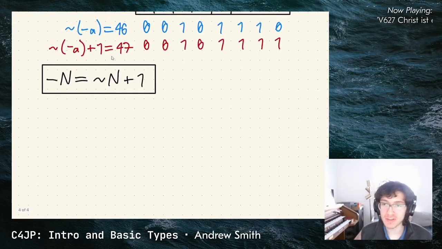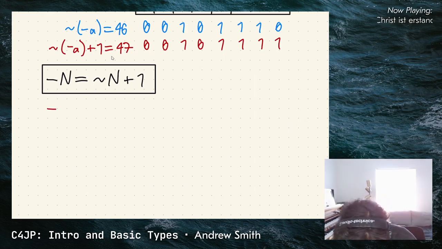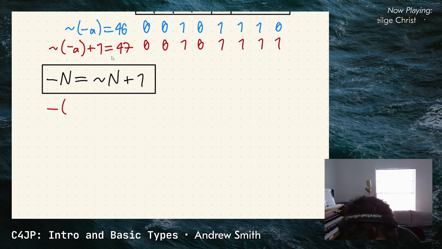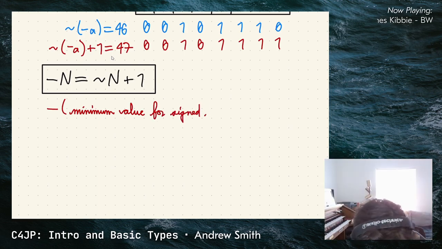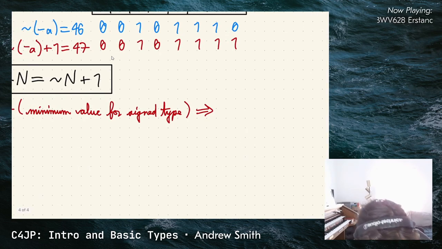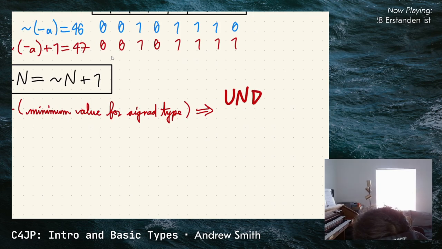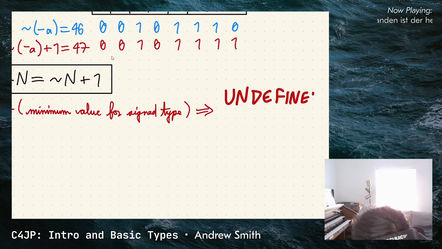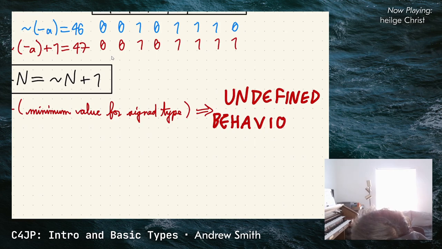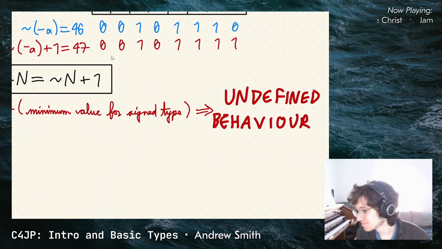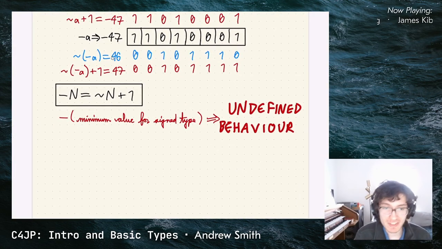And so the designers of the C language chose to say that if you attempt to negate the minimum value for a signed type, the behavior of that operation is not going to be defined by the C standard, which we call this scary term, undefined behavior. Which sometimes we just abbreviate to UB. So if you attempt to negate the minimum value of a signed type, it is undefined behavior.